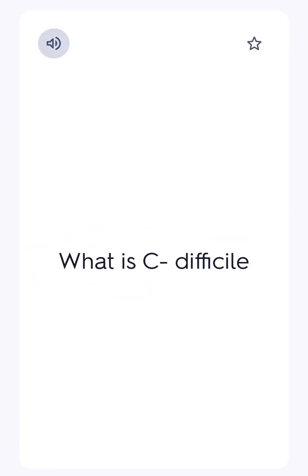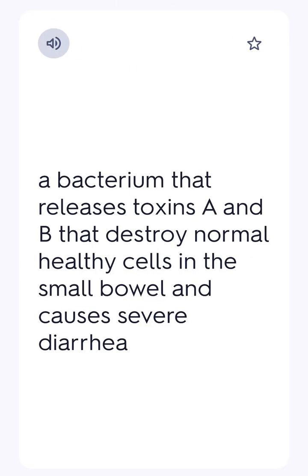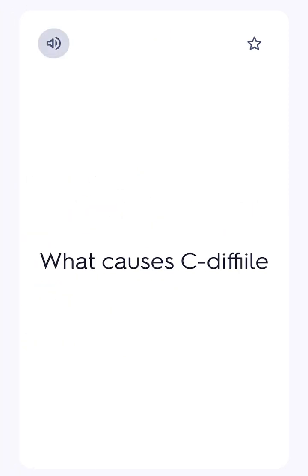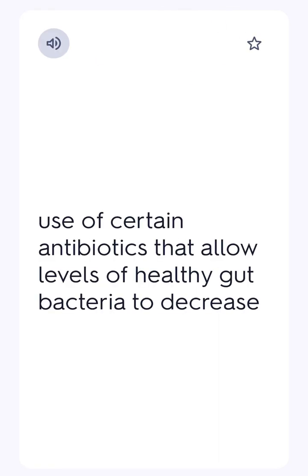What is C. difficile? A bacterium that releases toxins A and B that destroy normal healthy cells in the small bowel and causes severe diarrhea. What causes C. difficile? Use of certain antibiotics that allow levels of healthy gut bacteria to decrease.